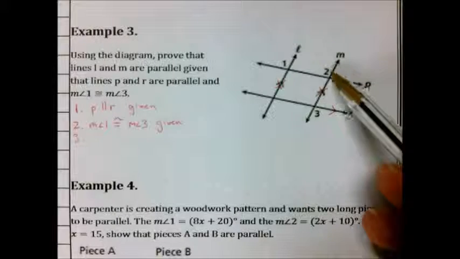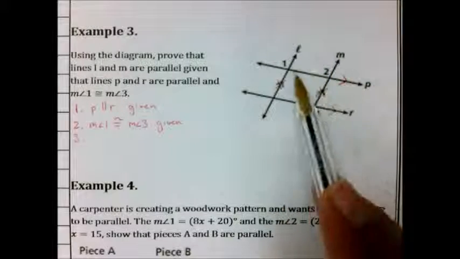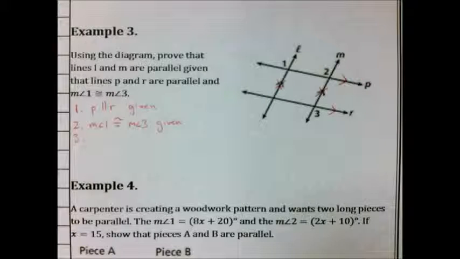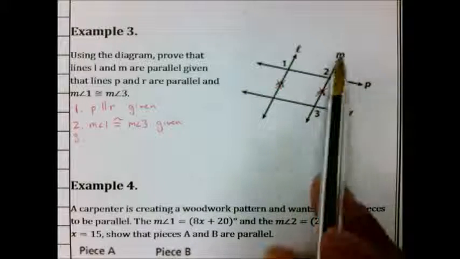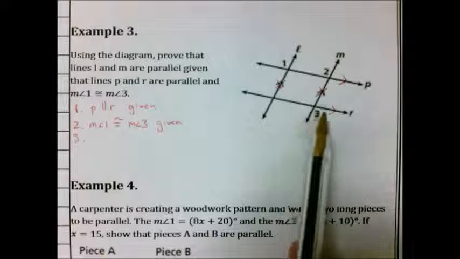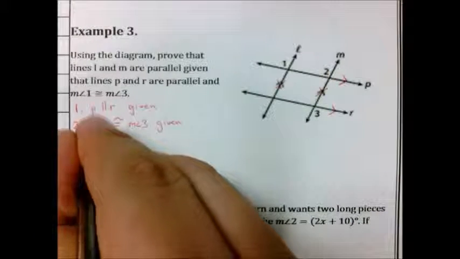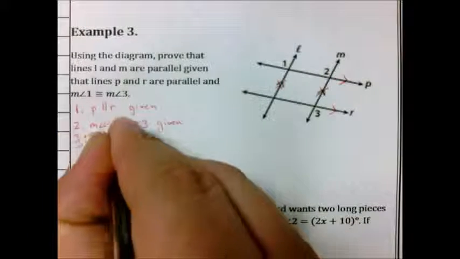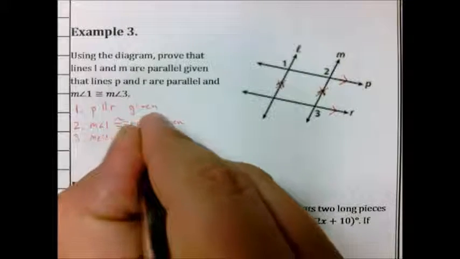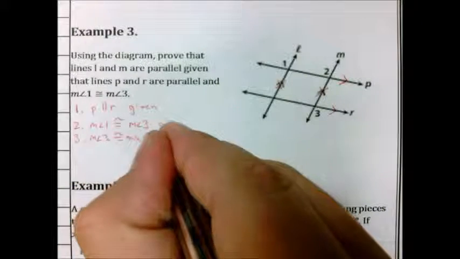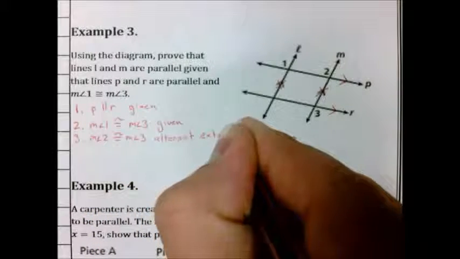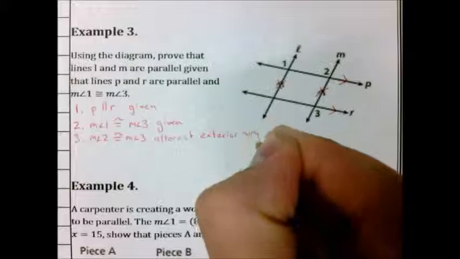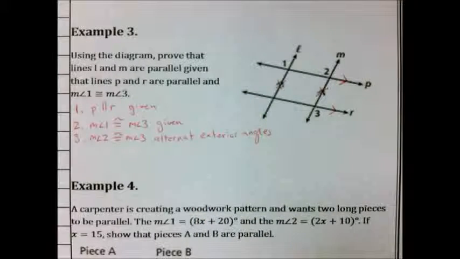We need to try to connect 1 to 2. We can see that they are corresponding angles, but corresponding angles don't necessarily mean that they are the same if we don't have parallel lines. But what we do know is that because these two lines are parallel and this line is a transversal, the measure of angle 2 is going to be congruent to the measure of angle 3 because of alternate exterior angles. We know that has to be true because of alternate exterior angles.